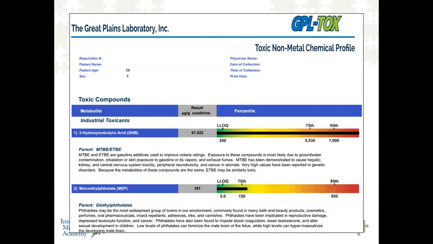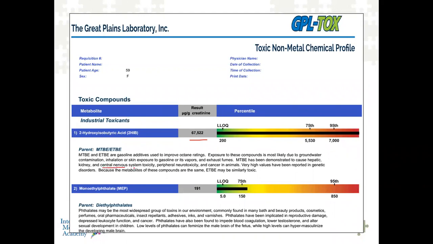Person also comes in with a GPL-TOX. So this other practitioner actually did a lot of testing. The GPL-TOX, which is called the toxic non-metal chemical profile, shows a huge amount of this 2-hydroxyisobutyric, this MTBE. This is added to gasoline to improve octane ratings. This is a massive level, okay? Probably one of the highest I've ever seen. So that's certainly a problem, and it's important to think about it in the context of this patient.